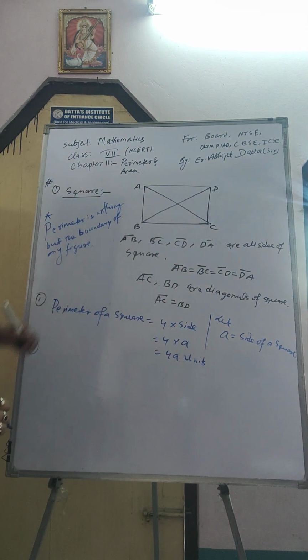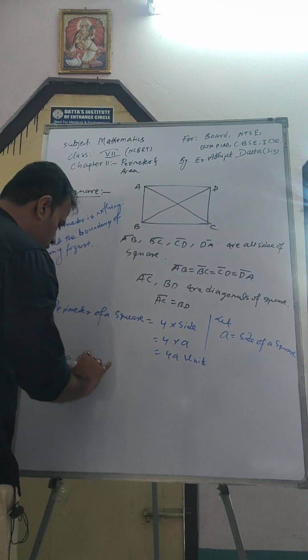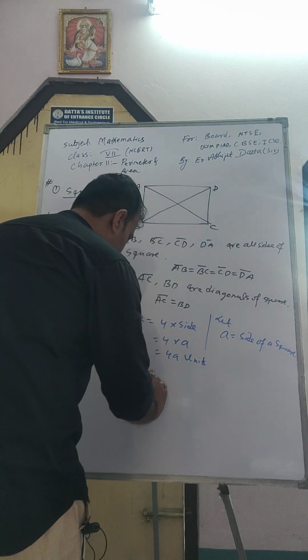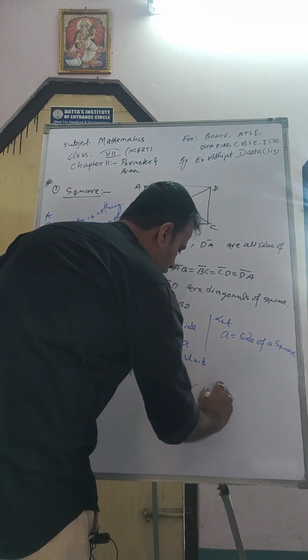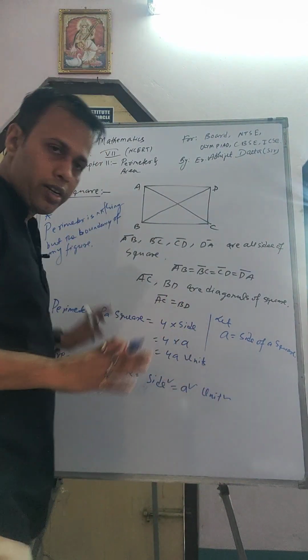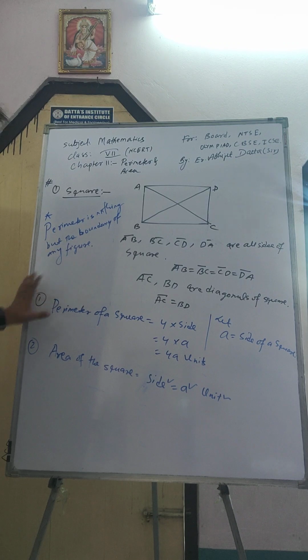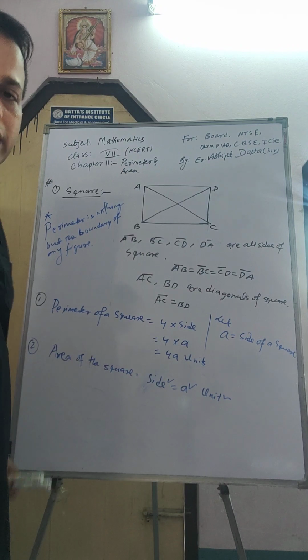Now next is the area of a square. The area of the square will be what, sir? Area of the square will be side square, so equal to A square, unit square. The unit will be square. Got this? So first of all we learned what is a square, then what is perimeter, how to find the perimeter of a square, and how to find the area of a square. This much clear. Now we will study what is a rectangle, and the perimeter and area of the rectangle. So let's move.